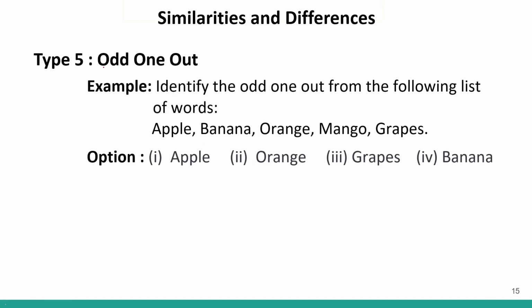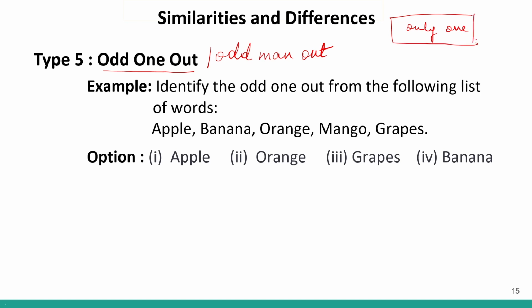Now, odd one out, also known as odd man out. This is also a term used for odd one out. In these types of questions, there are certain elements that are given and we have to identify how one of the elements is different from the rest. So if 5 options are given like this, or if 4 or 6 elements are given, only one will be different in some way, and we have to identify it.